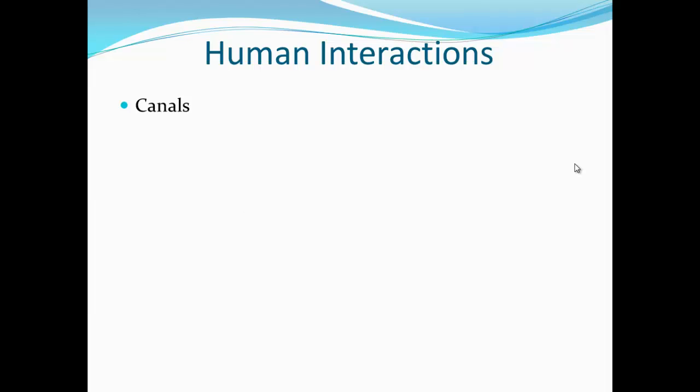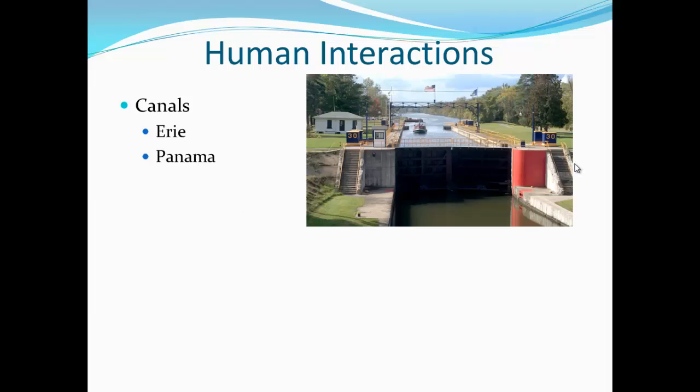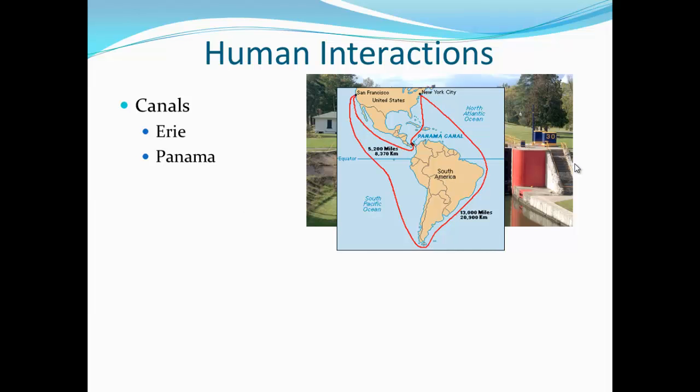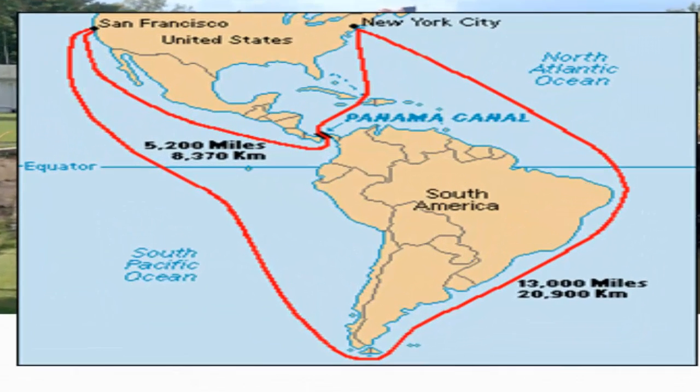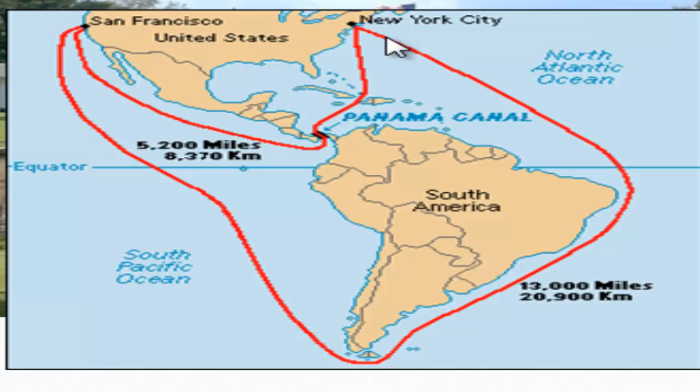Ooh, I like the Erie Canal. I'm going to go Panama Canal as well, an international canal that was built during President Theodore Roosevelt's administration. Here's a picture of the locks on the Erie Canal, and here is a picture of the Panama Canal. And you notice here that we have two cities, New York City and San Francisco. Before the canal was built, you would have to go all the way around South America, and that would be a 13,000-mile journey. Now you can cut down the time by more than half. It is only 5,200 miles.